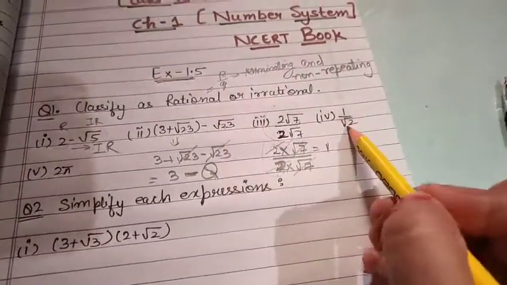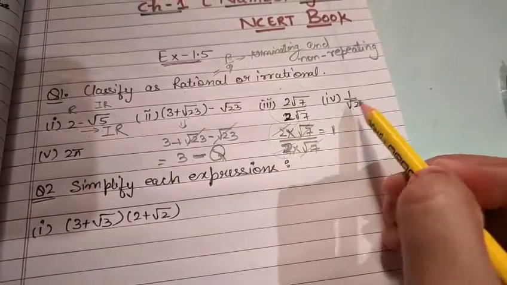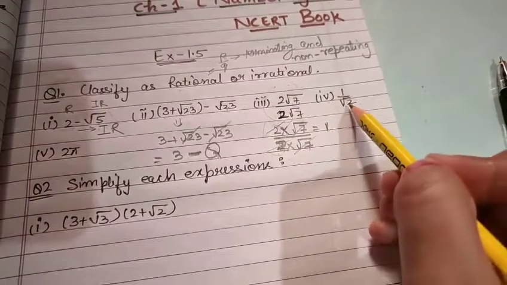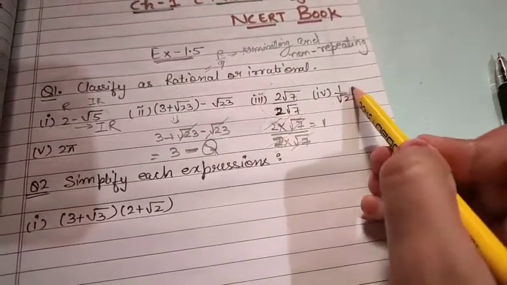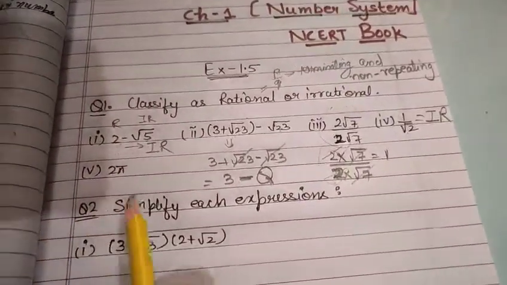Now the next one, 1 by root 2. We know that root 2 is a what? Irrational number. And if we divide a rational number by an irrational number, it is also an irrational number. So it is an irrational number.